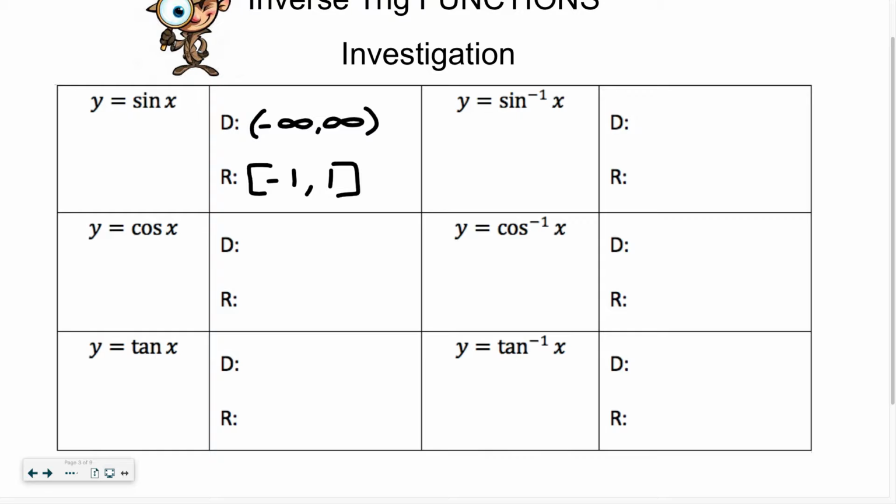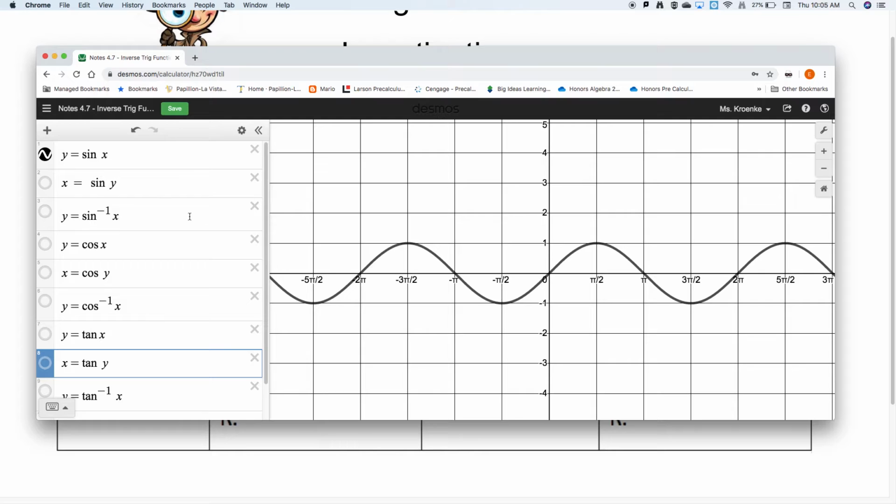And the range would be -1 to 1. Now, normally when you do an inverse function, right, the domain and the range just flip, which would mean our domain would be -1 to 1, and our range would be -infinity to infinity. But what that would look like on the graph, so on my next one I just switched x and y. Do you see that dotted blue line? Okay, that's like reflected over the line y equals x.